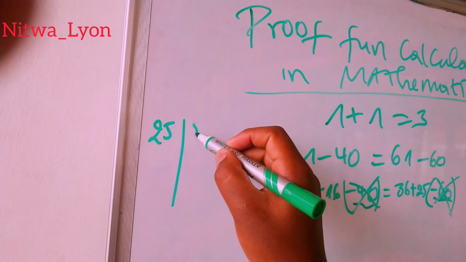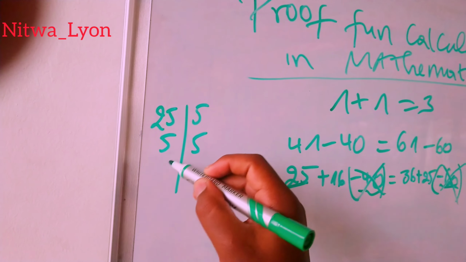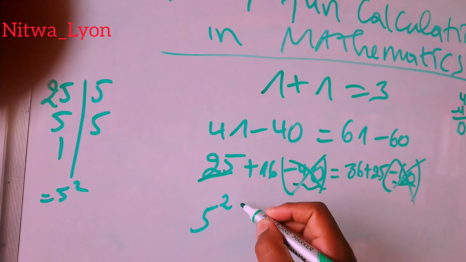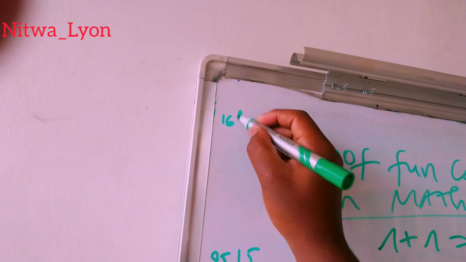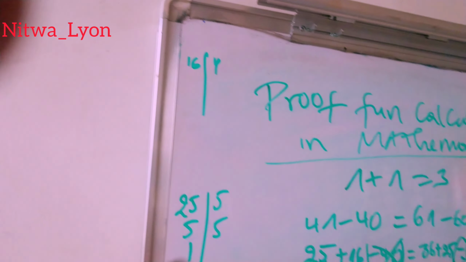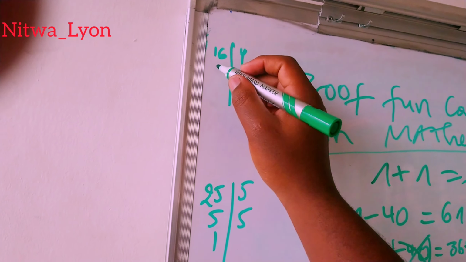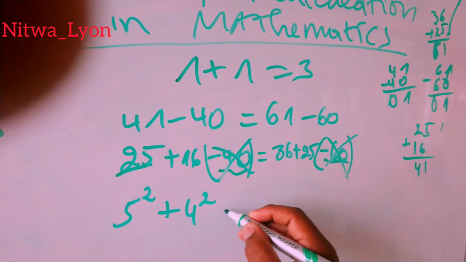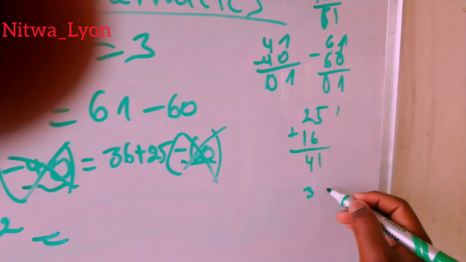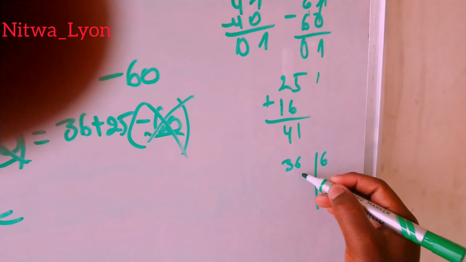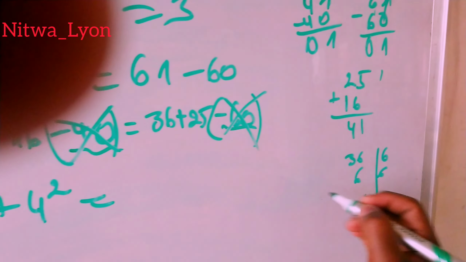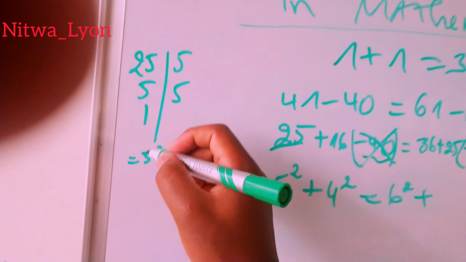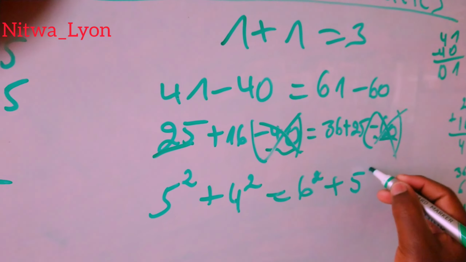Then 25 in simplification, let me show you. 25 is 5 times 5, which means equal to 5 squared. 5 squared plus 16, which is 4 times 4, 4 squared, plus 4 squared equal to 36, which is 6 times 6, 6 squared. 6 squared plus 25, also is 5 squared.